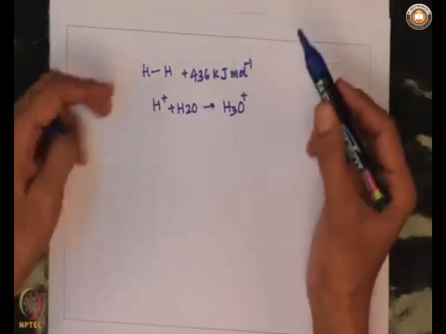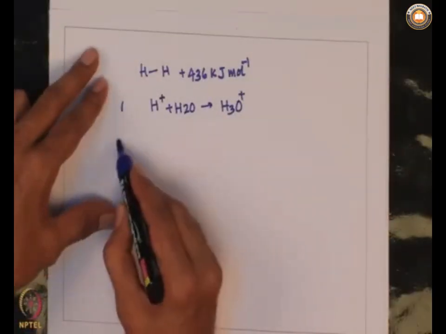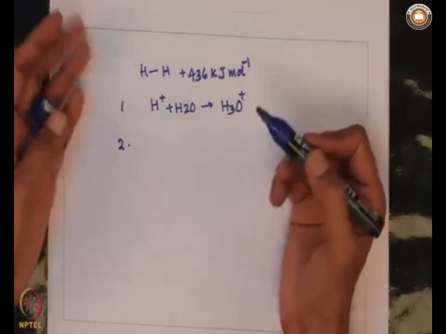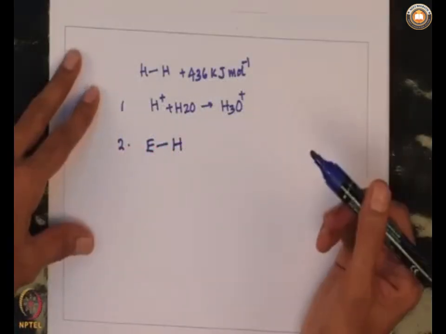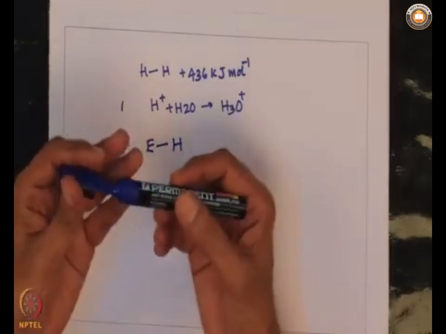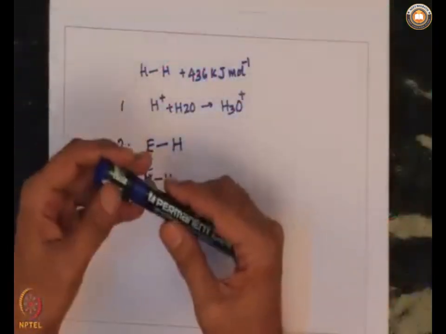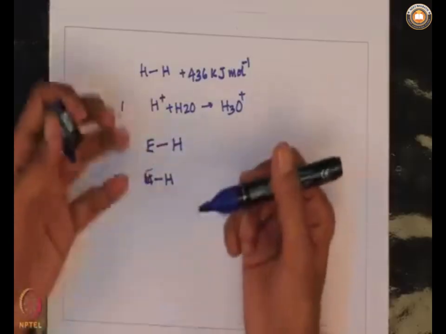Next, it can share an electron with many other elements, especially the p block elements, to form a covalent bond, where E is a p block element. It can also gain an electron to form the hydride ion H-, attaining 1s2 electronic configuration, and form the element hydride. Here H- will have the helium electronic configuration.